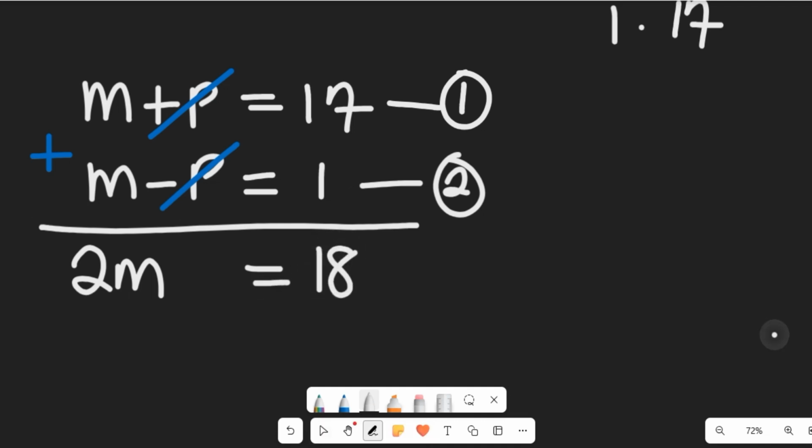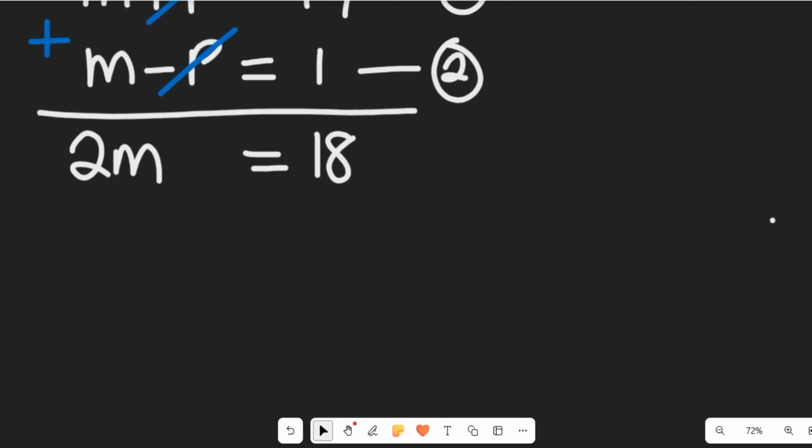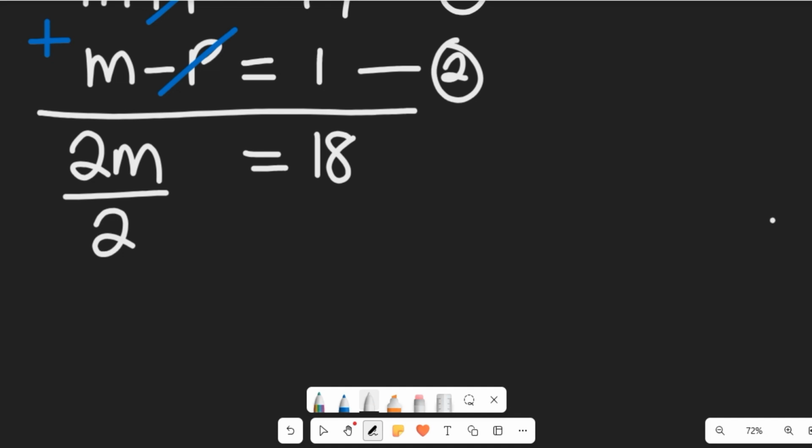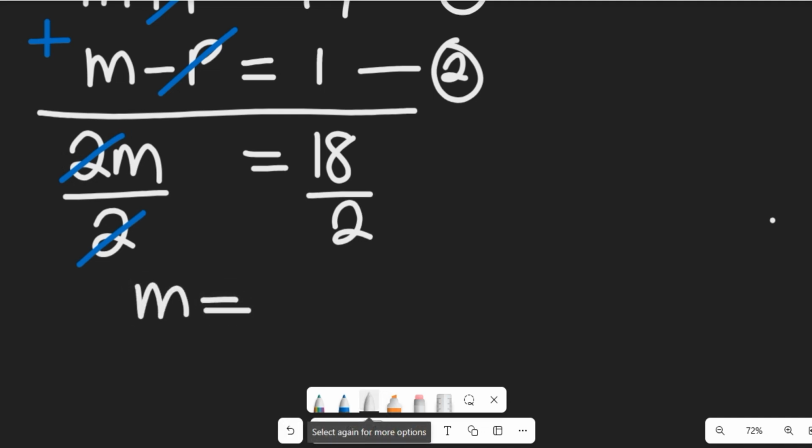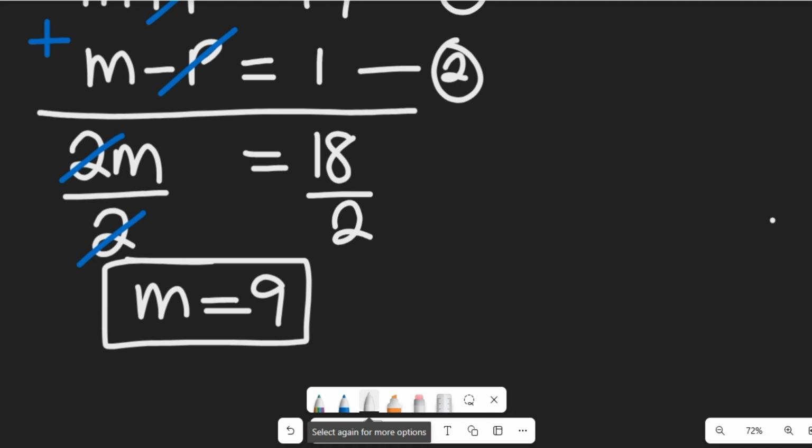So if I look dis two equation, I go divide dis two equation. Dis go divide by 2 and dis go divide by 2. If dis cut this, then my m go dey equal to 18 divided by 2 go be 9, and this na the first answer to the first equation.